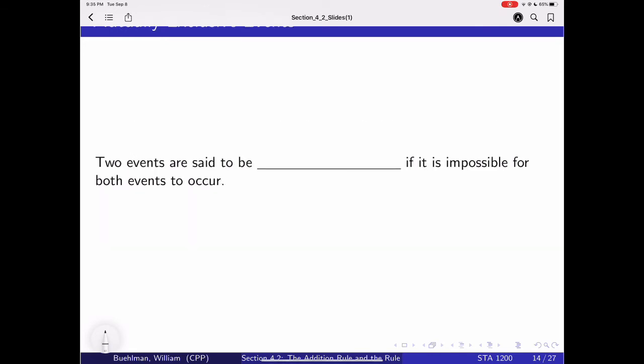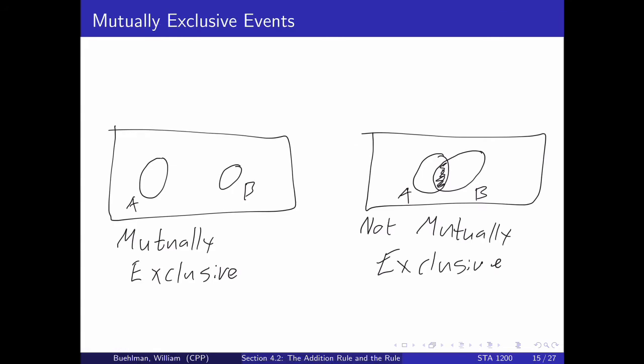Two events are said to be mutually exclusive if it is impossible for both events to occur. Here's using Venn diagrams showing an example of mutually exclusive versus not mutually exclusive. So if we look at the left-hand Venn diagram, we notice that either you're in A or you're in B, but you can't be both in A and in B at the same time because they share no common space. So those are mutually exclusive events.